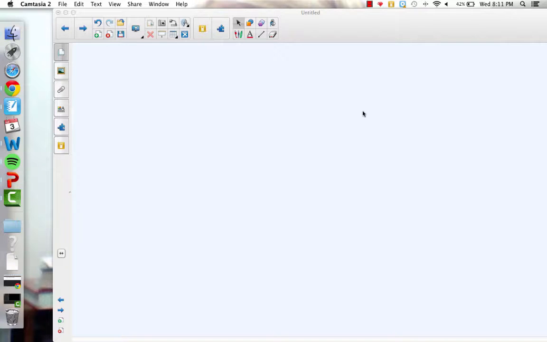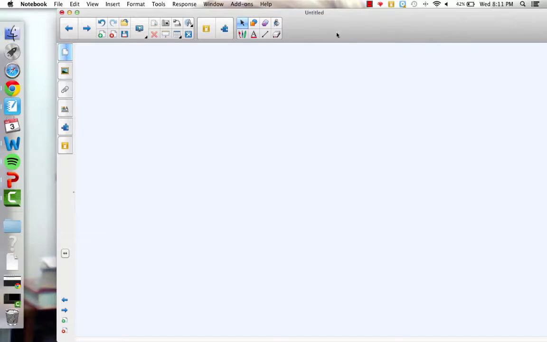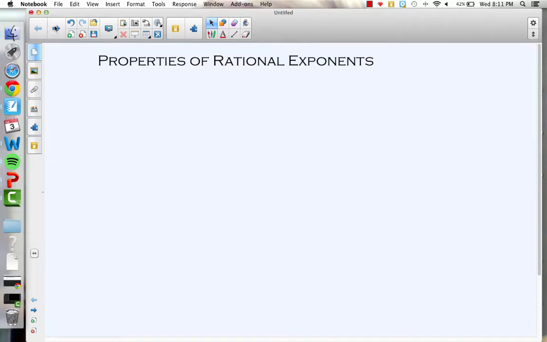Hey everybody, today we're going to talk about properties of rational exponents, and I just want to give a heads up that there's going to be lots of examples in this section, so just be prepared to take some good notes, be clear with your examples so that you can go back and refer to them because there's a lot of variation in this section.